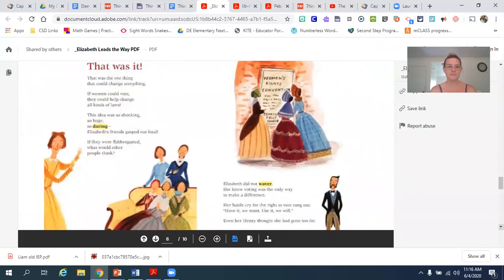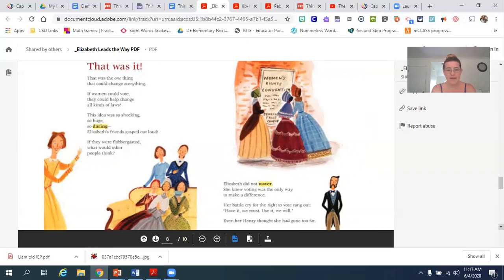That was it. That was the one thing that could change everything. If women could vote, they could help change all kinds of laws. This idea was so shocking, so huge, so daring. Elizabeth's friends gasped out loud. If they were flabbergasted, what would other people think?